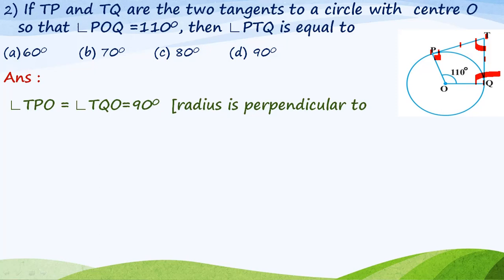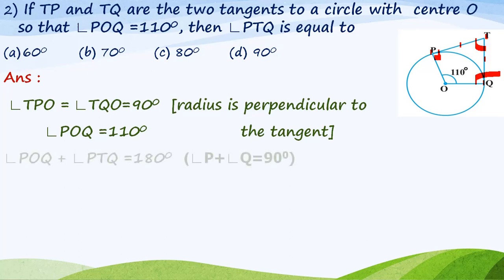OPTQ is a quadrilateral. The sum of the four interior angles in a quadrilateral is 360 degrees. Therefore, angle P plus angle O plus angle Q plus angle T is equal to 360 degrees. Angle P plus Q is equal to 180 degrees. Therefore, angle O plus T is also equal to 180 degrees. POQ plus PTQ is 180 degrees, because angle P plus angle Q is 90 plus 90.